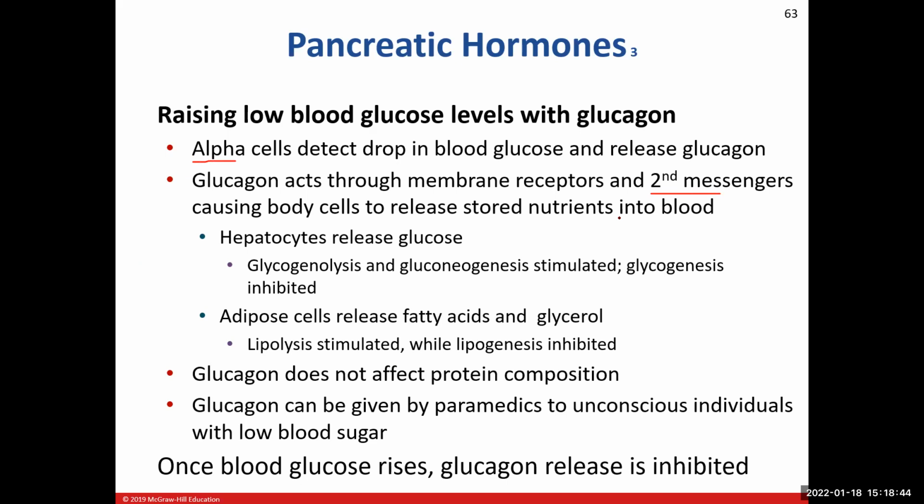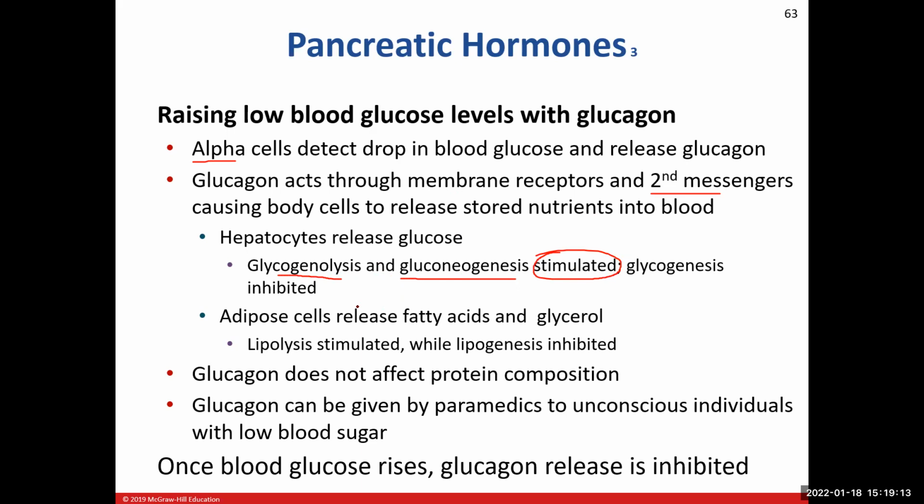Now, I think you can pretty much figure out the pattern here. When we're dealing with the liver, we need to increase blood sugar levels. How do we do that? We are going to break down stored forms of glucose, and we're going to enact gluconeogenesis. So we're going to stimulate those two processes while at the same time, we're going to inhibit glycogenesis. We're going to stop making glycogen.